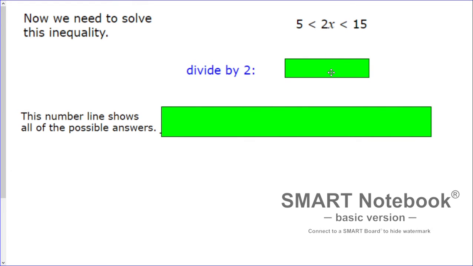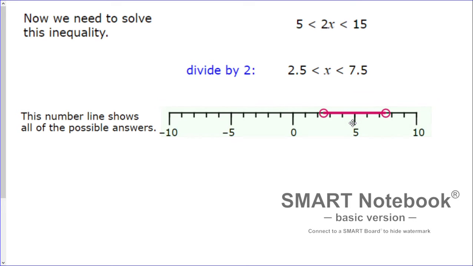Divide by 2. 5 divided by 2, 2.5. 15 divided by 2 is 7.5. So this number line shows all the possible answers. Any number in between 2.5 and 7.5 will satisfy this problem. For example, 5 is in between them. 2 times 5 is 10. Yes, it's in between 5 and 15.